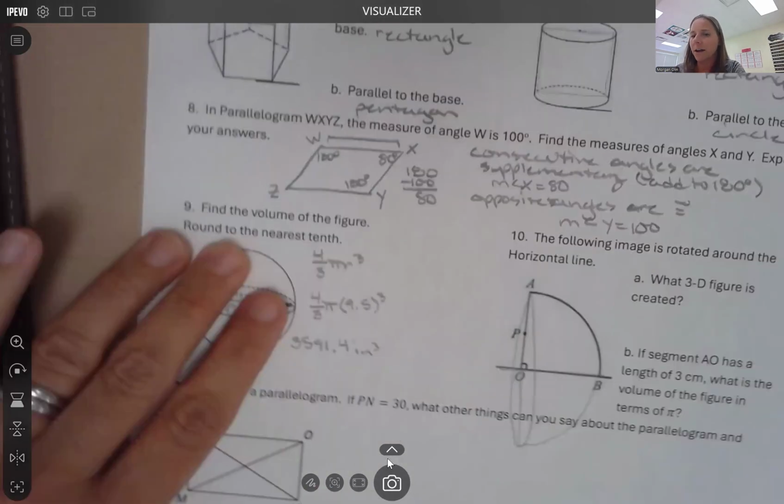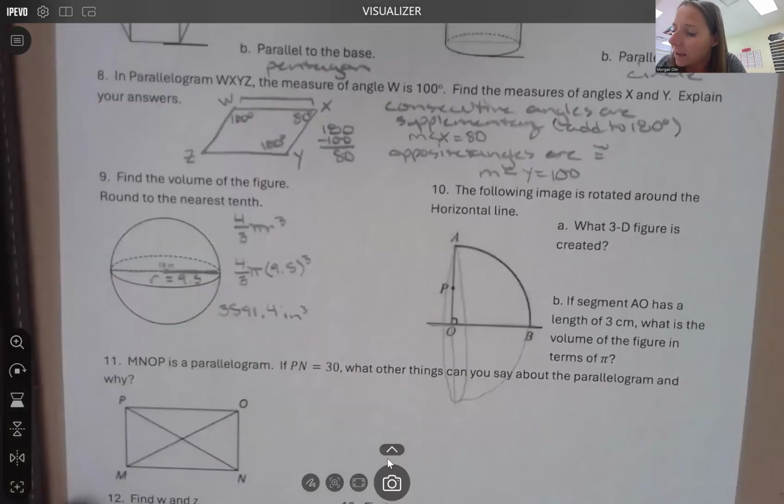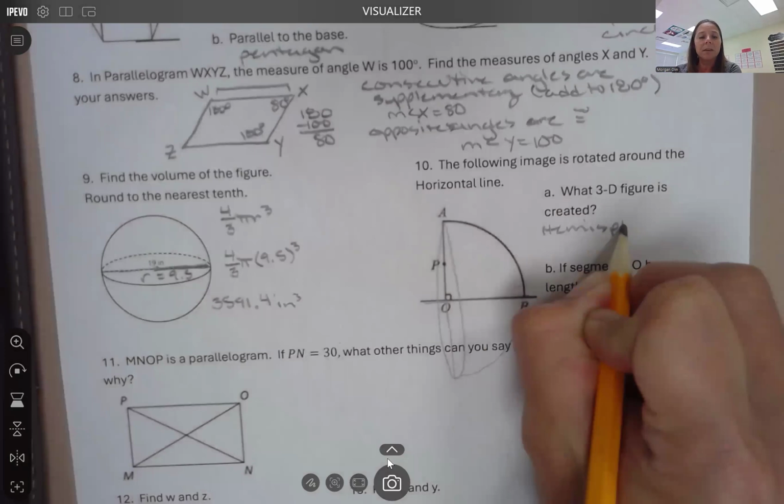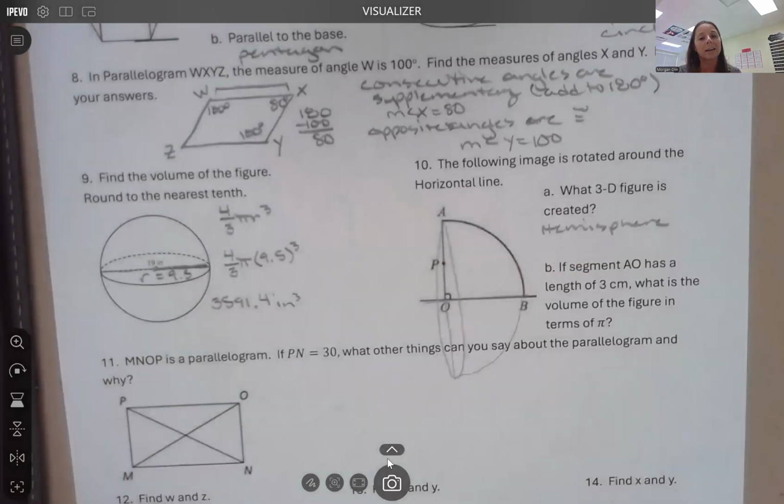All right, it is a hemisphere. If you write half of a sphere, that's fine as well, but the real name is a hemisphere. Okay, so how do I find the volume? Well, it's the same thing as number 9, except I have to cut it in half.